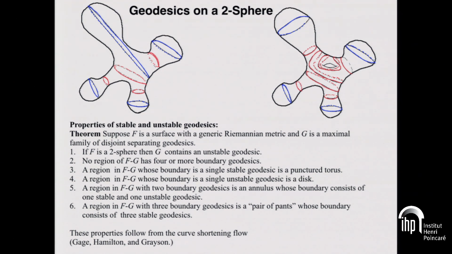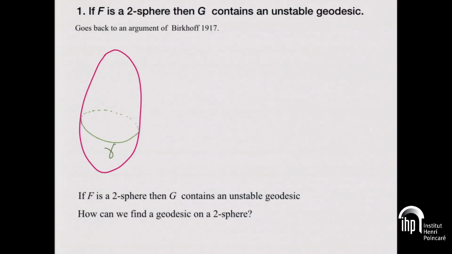A region whose boundary is a single stable geodesic has to be a punctured torus. A region whose boundary is a single unstable geodesic has to be a disk. A region whose boundary has two geodesics has to be an annulus, and it has to have one stable and one unstable geodesic. And the region which has three boundary geodesics has to be a pair of pants. So this is pure differential geometry, but it's very simple. Let me show you the arguments.